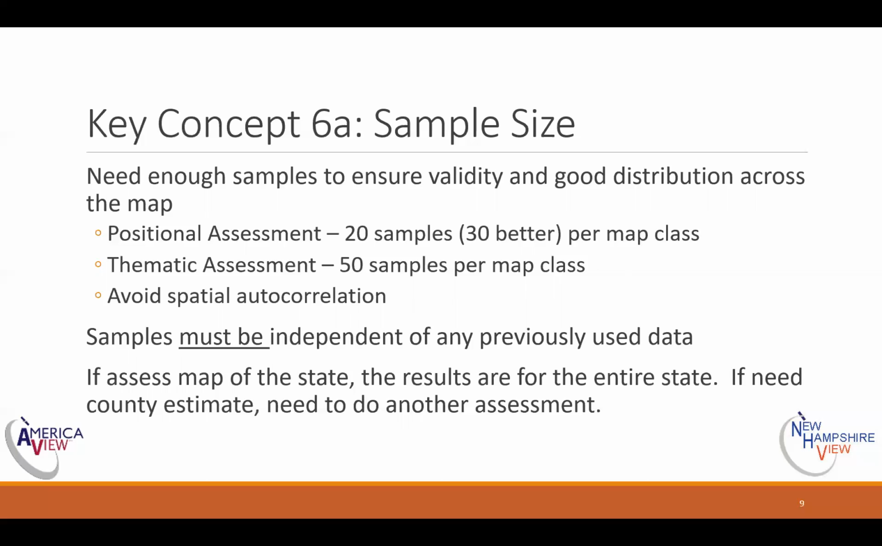Okay, and the last thing to recognize here is that if you assess the map of a state, say New Hampshire, then the results are for that state. Okay, and you really can't say anything about individual counties, for instance, within the state. Okay, because you don't have enough samples to talk about that county by itself. So you would need to do another assessment for that county. You can always collapse upward, but you can't collapse downward. Okay, so everybody understands that concept, I think.